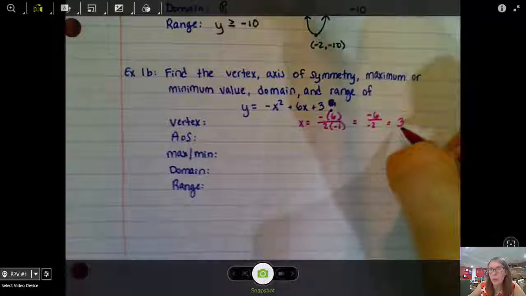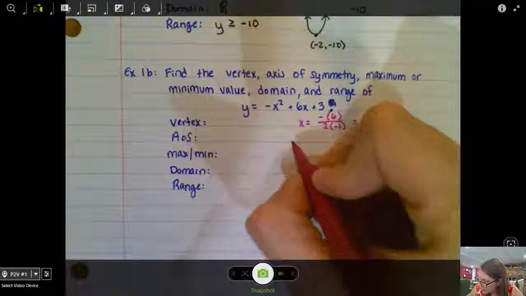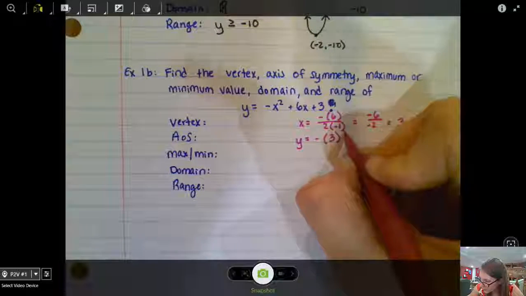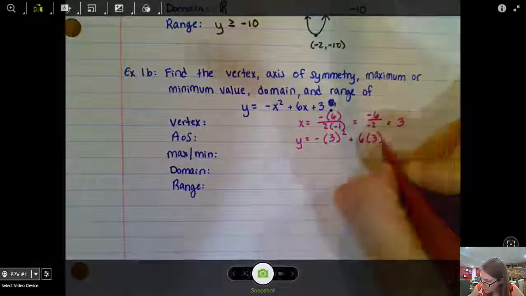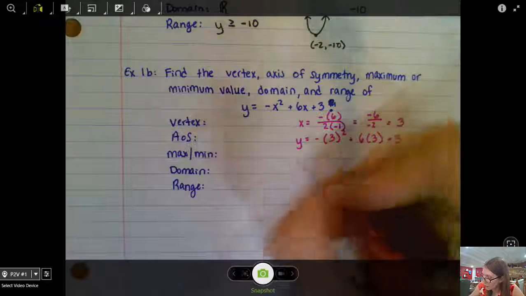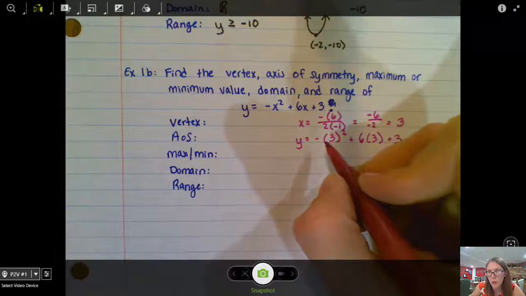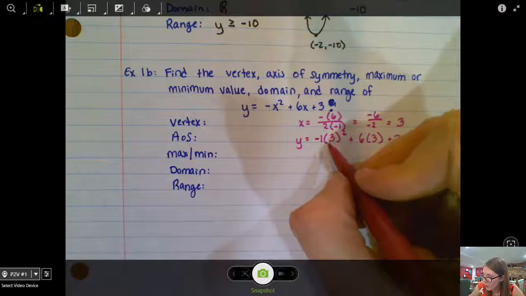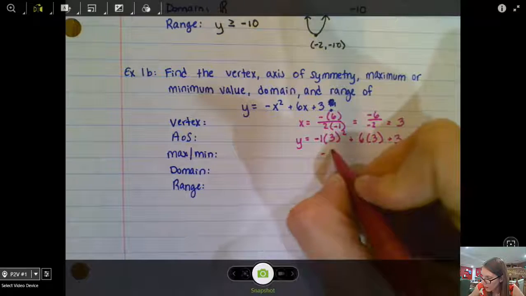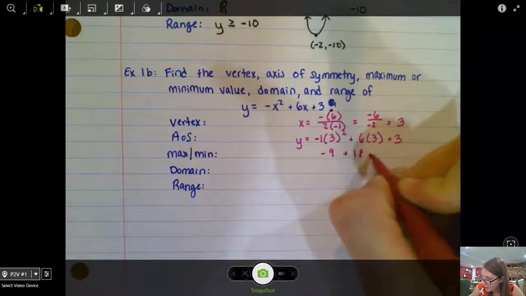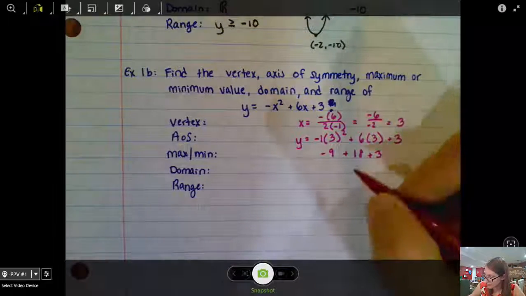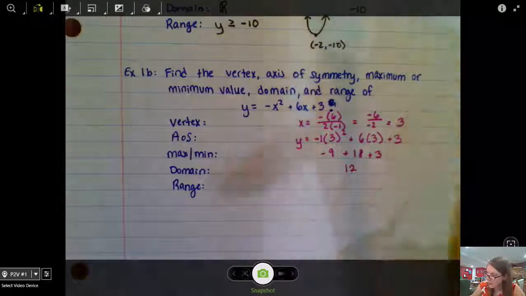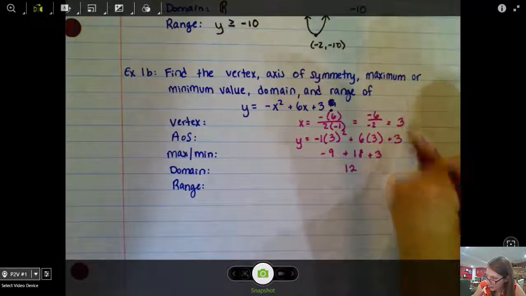We take this value, plug it into my equation to get the y value. y equals negative 3 squared plus 6 times 3 plus 3. Careful with your order of operations here because this is really like negative 1 times 3 squared. I do my 3 squared first, which is 9, negative 9, plus 18, plus 3. Negative 9 plus 18 is 9, plus 3 is 12. So my vertex is (3, 12).